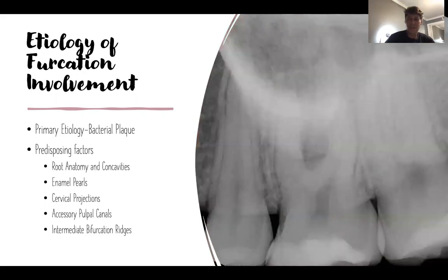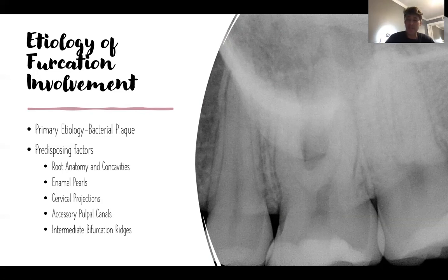So, what's our etiology? Well, we know the primary etiology for all periodontal diseases, from gingivitis to stage 4 grade C periodontal disease, is going to be bacterial plaque and then the host immune response. But in this case, there are underlying predisposing factors, specifically when it comes to furcation involvement.